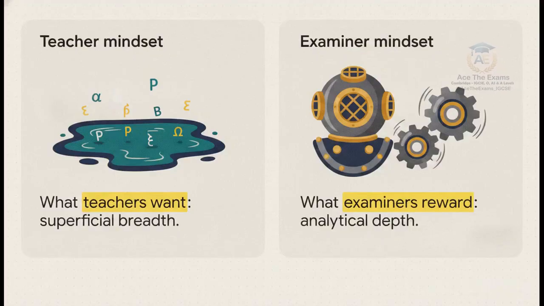There is this massive, painful disconnect between what you think teachers want and what examiners actually reward. It's superficial breadth versus analytical depth. Superficial breadth is just scribbling down P equals mv and blindly plugging in whatever values are in the question. But analytical depth, that's what gets you the A-star. That means establishing a clear positive direction right off the bat, carefully applying the correct signs for velocity, showing the step-by-step vector addition, and then clearly stating the final direction of the resultant momentum. It's a totally different ballgame.